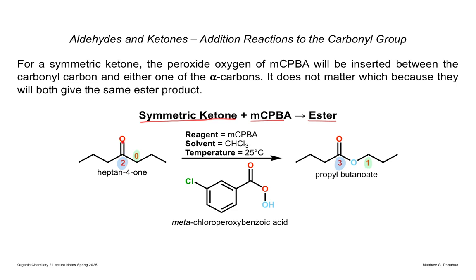So again, a symmetric ketone, you have the carbonyl, you go out, the right side and the left side are the same. So it doesn't matter if you're inserting between that carbonyl alpha carbon or this one, you get the same product no matter what. The mechanism will be the same. So we'll protonate the carbonyl, we have that peroxy anion add, and then instead of having hydrogen migrate, it's a carbon group that migrates over.